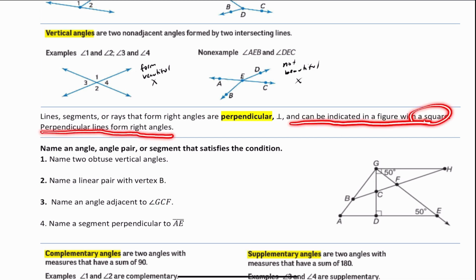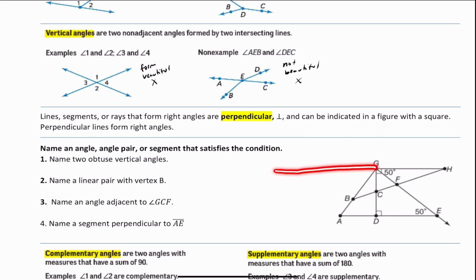Perpendicular lines form right angles, right? So if you have a line that looks like this, and you have another line that's perpendicular to that line, well, that's going to form that upside down T, therefore you have this right angle. So let's go ahead and take a look at some examples here.